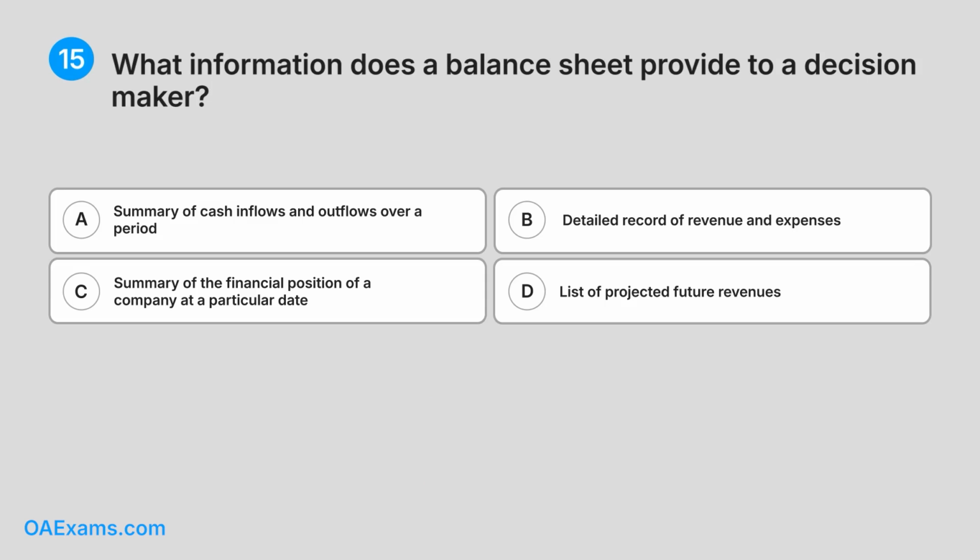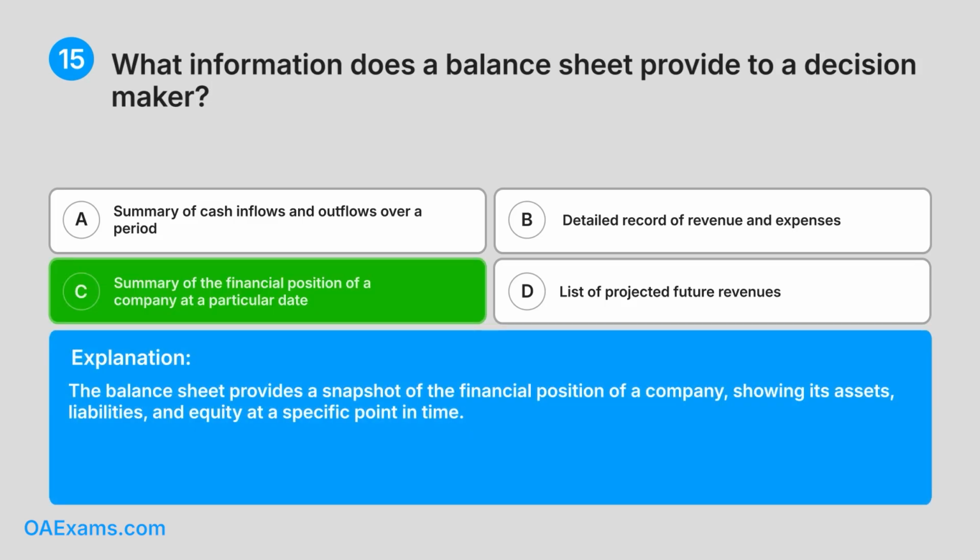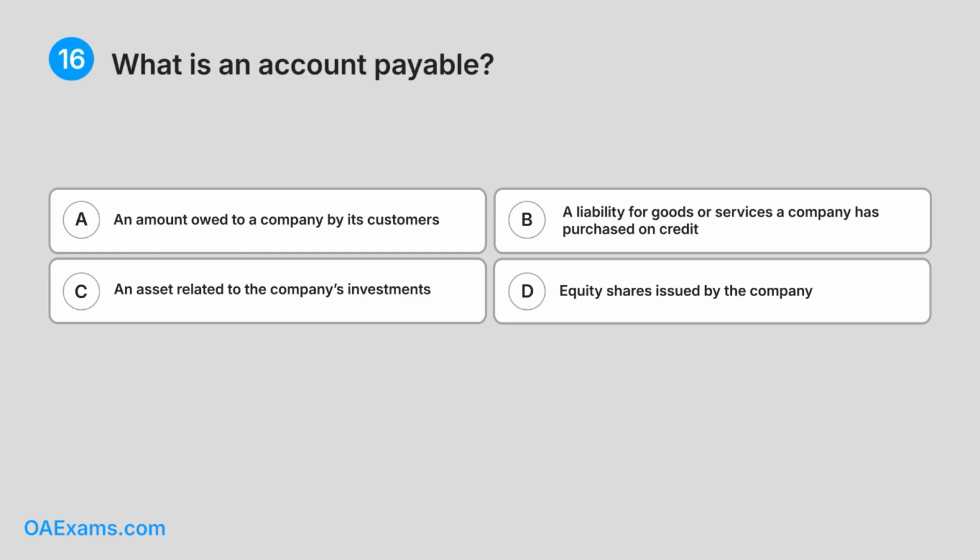Correct answer. C. Explanation. The balance sheet provides a snapshot of the financial position of a company, showing its assets, liabilities, and equity at a specific point in time. 16. What is an account payable? A. An amount owed to a company by its customers. B. A liability for goods or services a company has purchased on credit. C. An asset related to the company's investments. D. Equity shares issued by the company.